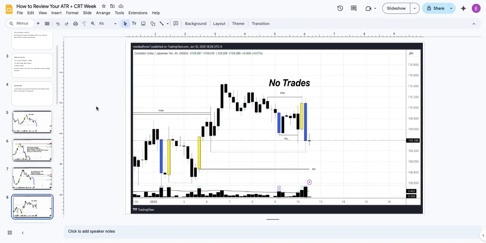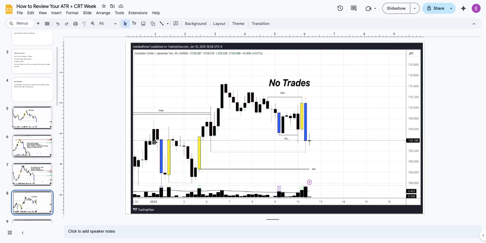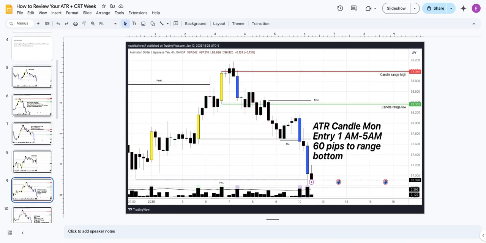So this was Canadian yen. There were just no trades here. A couple of ranges, but this is the weekly open at Monday. No money candle here or here, and price kept rising, chopped. There's nothing here, nothing to trade. Don't force the trade. Look for the easy stuff.